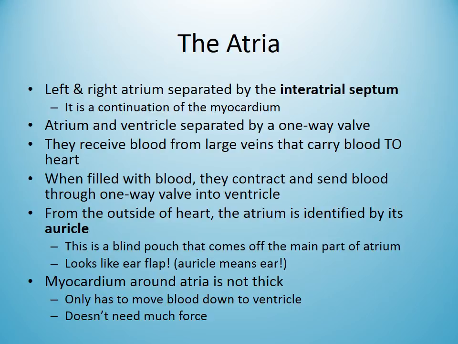The atrium and the ventricle are separated by one-way valves. The atria receive blood from large veins that carry blood to the heart. Remember, the atria always receive blood from somewhere. When filled with blood, they contract and send blood through this one-way valve down into the ventricle.